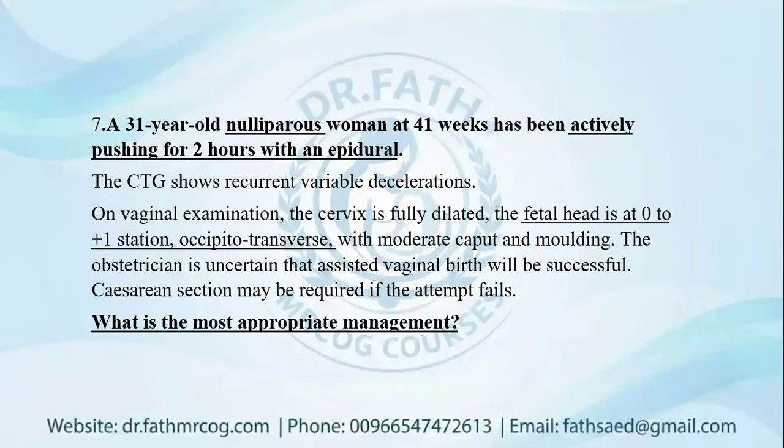A 31-year-old nulliparous woman at 41 weeks has been actively pushing for 2 hours with an epidural. The CTG shows recurrent variable decelerations. On vaginal examination, the cervix is fully dilated, fetal head is at 0 to +1 station, occipito-transverse with moderate caput and molding. The obstetrician is uncertain that assisted vaginal birth will be successful. C-section may be required if the attempt fails. What is the most appropriate management?